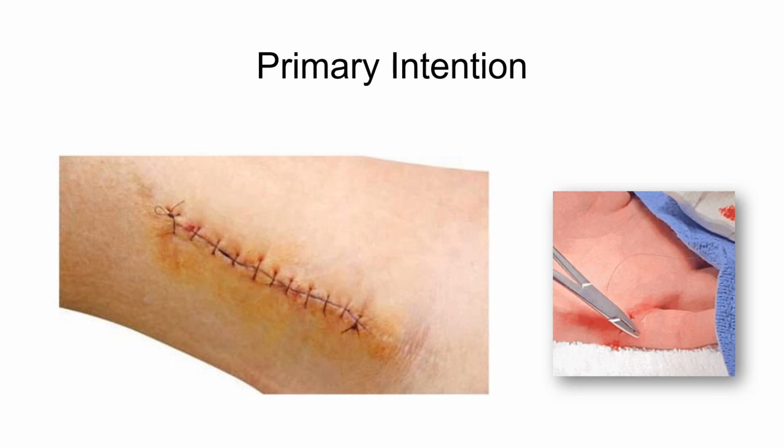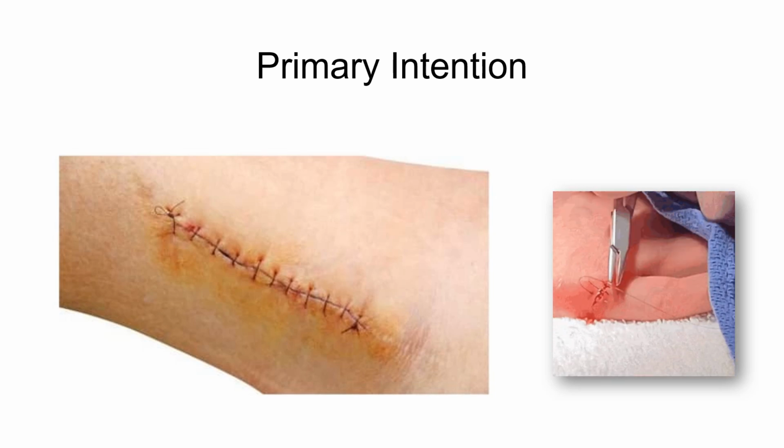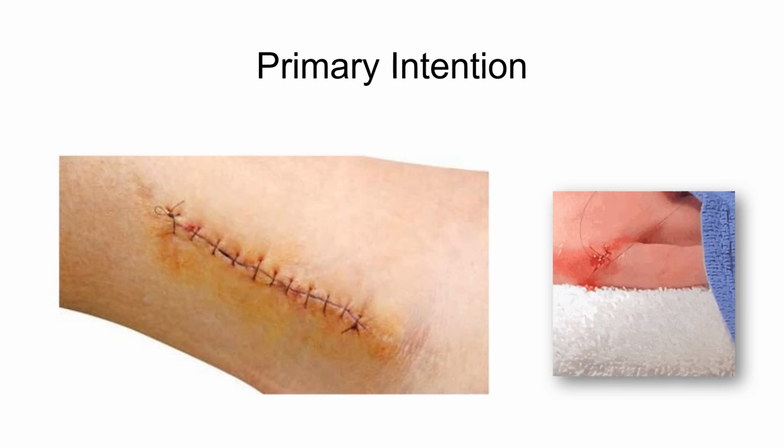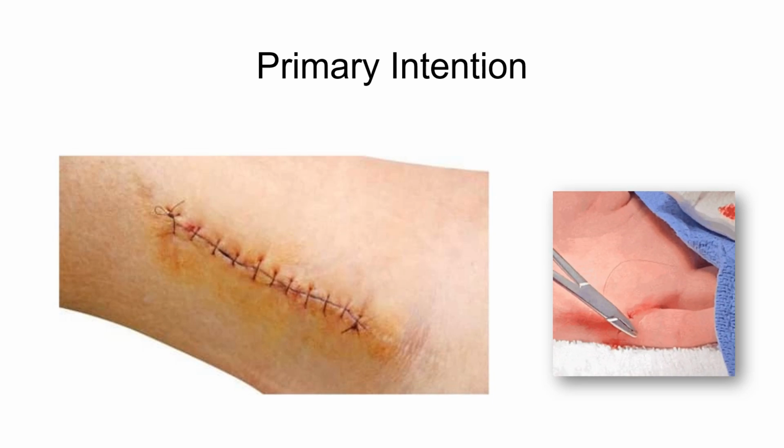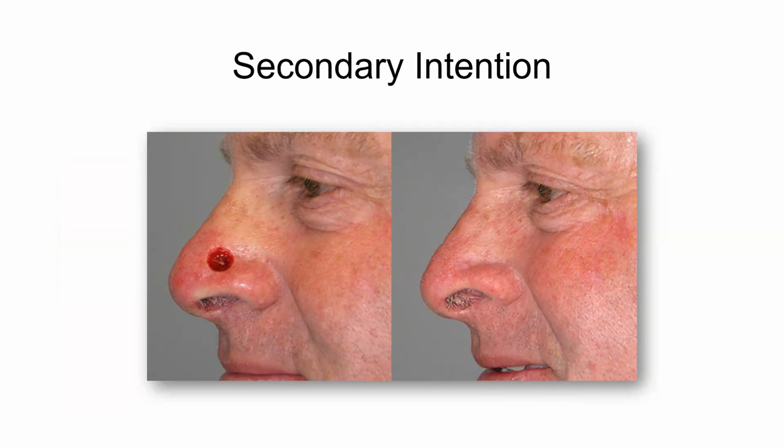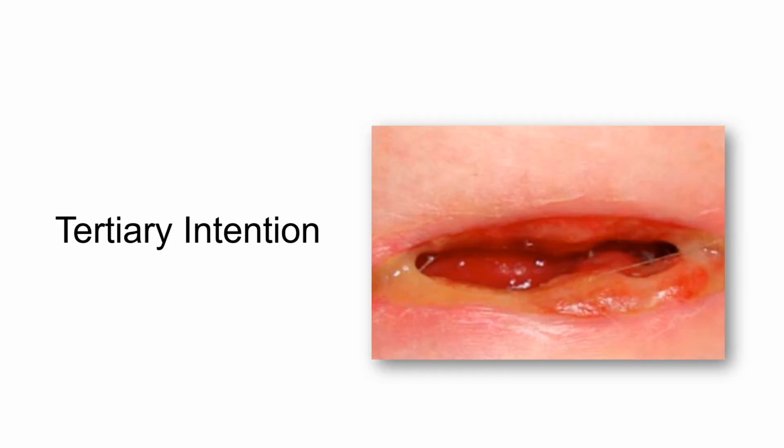So this is an example of primary intention. Looks like a surgical incision. The wound edges have nicely approximated and they're sutured closed. This is an example of secondary intention. If you see here, this looks like a punch biopsy. They literally took out this little scoop here, like an ice cream scoop. But if you see here, these edges, they're too far apart. There's not enough tissue to close them appropriately, so it's left open, and you can see it healed quite nicely.